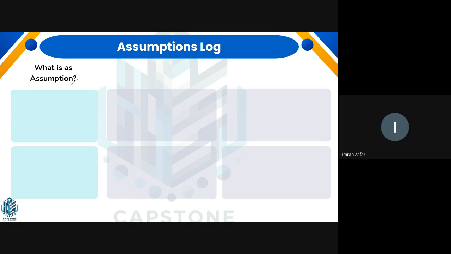Okay. All right. By the way, assumption and risk are two different things. This is why I have included these topics in the fundamentals, because it is very important to understand the difference between an assumption and a risk, and what an issue is, what a constraint is. This is what we will talk about in the next two or three slides.